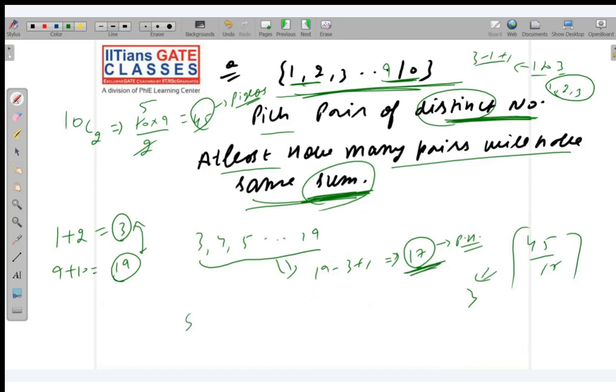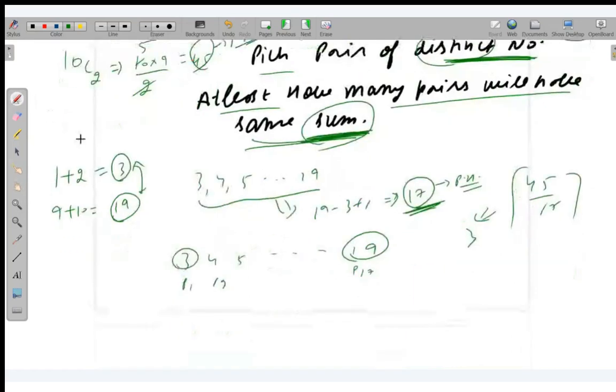17 different kinds of sum are possible. So you can write like this: sum is 3, 4, 5 dot dot dot up to 19. So you will say you have picked the pairs now. First pair 1, pair 2, dot dot dot up to pair 17, because 3 to 19 has 17 values. So 17 you have exhausted. Now 17 into 2 is 34, so pair 34 you have taken.